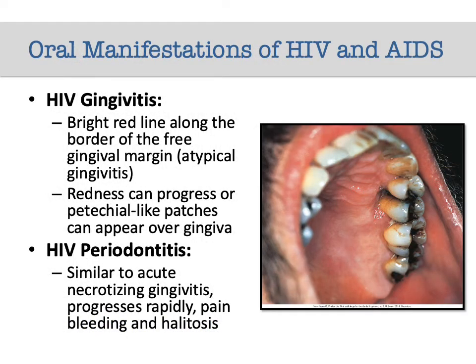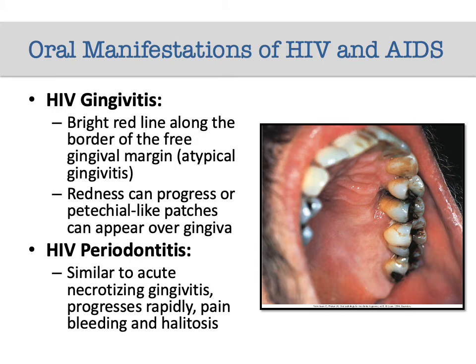Let's now look at some of the oral manifestations of HIV and AIDS. First, we have HIV gingivitis. This results in a bright red line along the border of the free gingival margin. It is also called atypical gingivitis. Redness can progress, or petechiae-like patches can appear over the gingiva. Petechiae are very small little red dots over the gingiva.